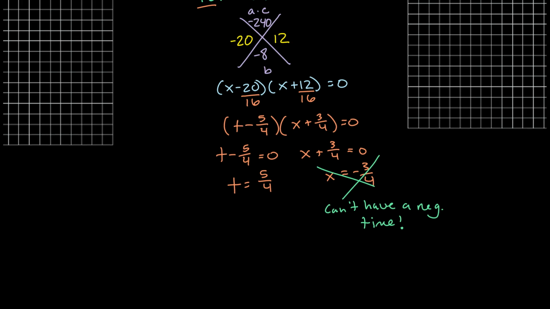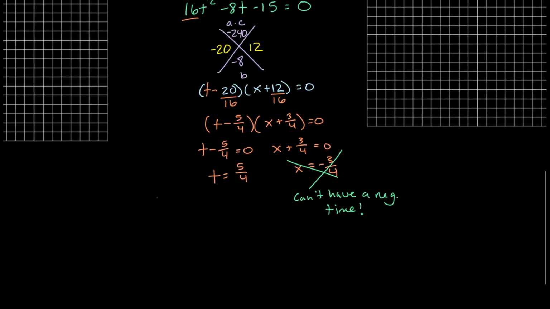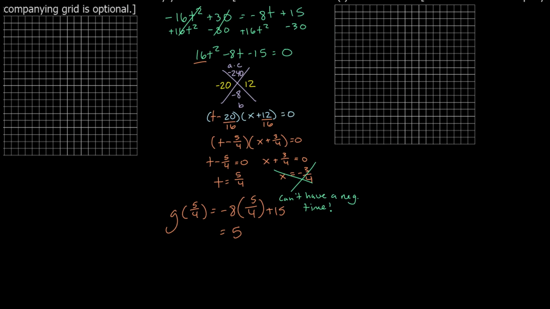All right. So, how do I find my height? Just plug it into your linear, right? G of t is equal to negative 8t plus 15. So, at time 5/4, what did you find the height to be? It should end up being 5. So that is 5/4 seconds and 5 feet.